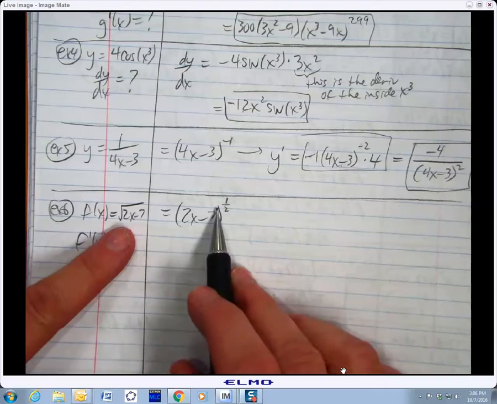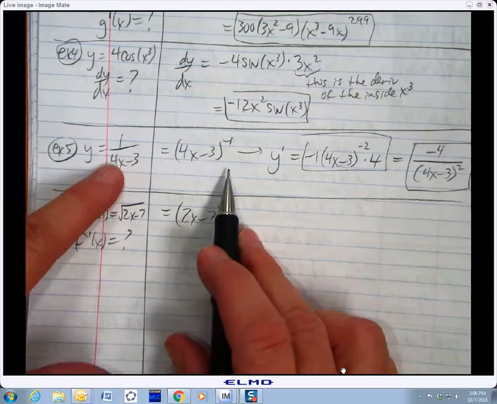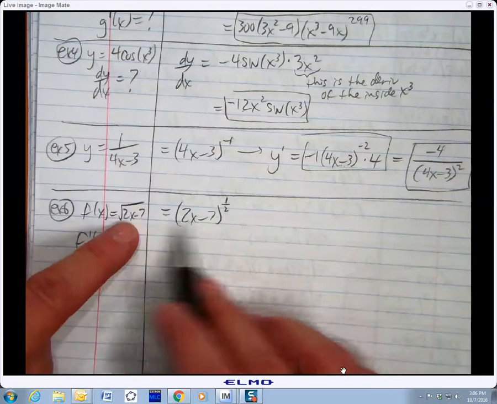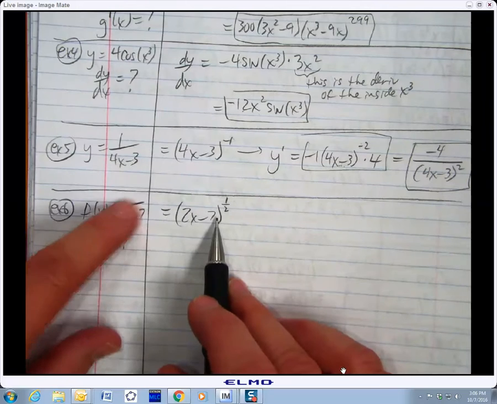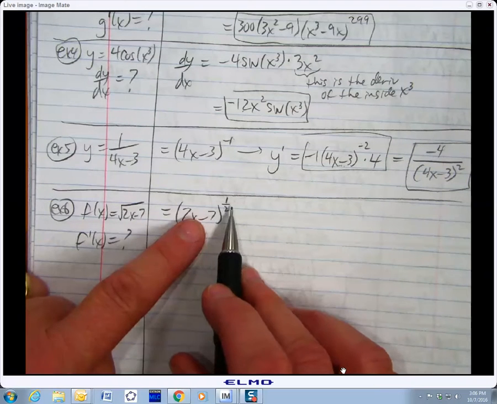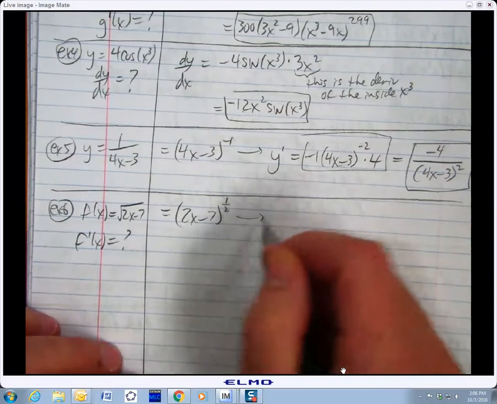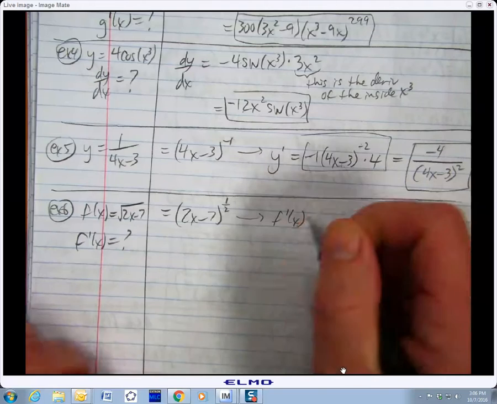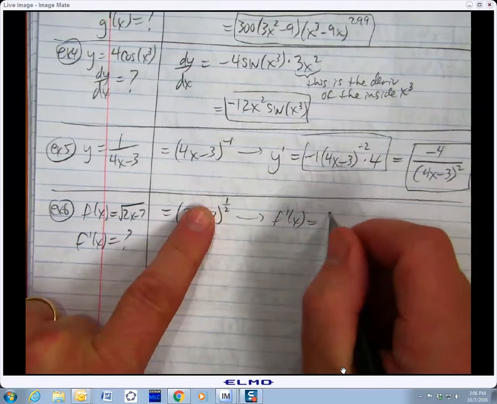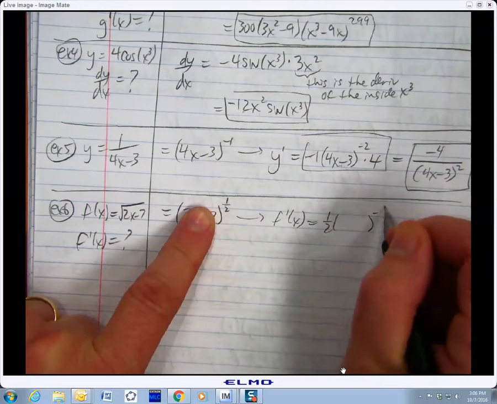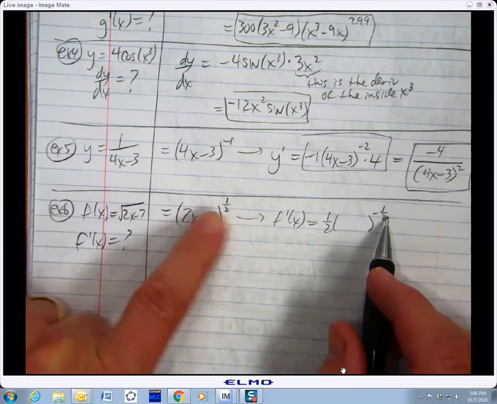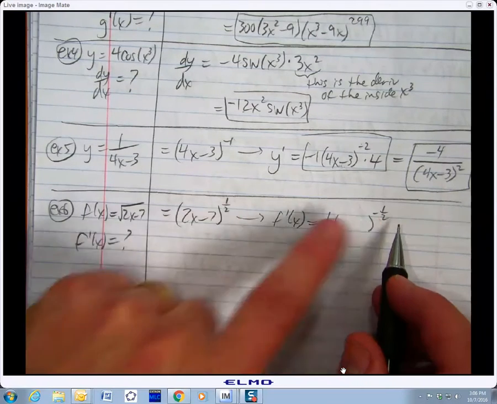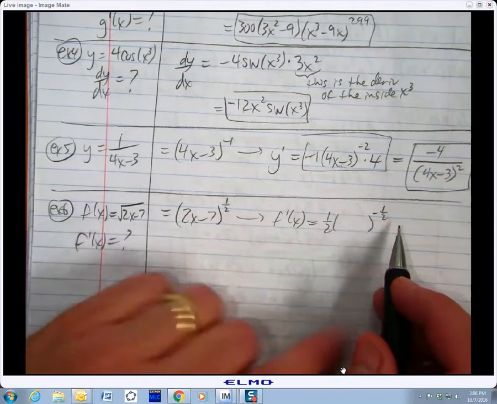Notice there's no negative power like on the last one, because we didn't bring something back up to the top. It was already on the top. We just changed the root into a fractional or rational power. So to find the derivative, it's u to the 1/2, so we'll go 1/2 u to the negative 1/2. Again, reducing by 1. Subtract 2 halves and you get a negative 1/2.